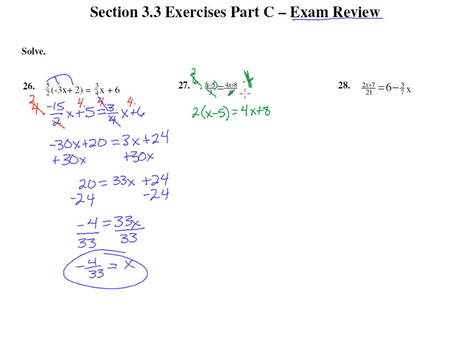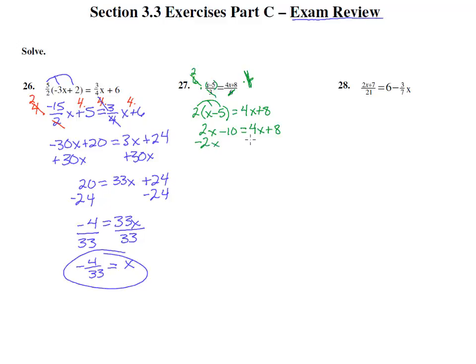Okay, so we don't have fractions, but we do have parentheses. How do we get rid of parentheses? We distribute. So 2x minus 10 equals 4x plus 8. Good. Now we don't have parentheses. The only thing left to simplify is that these x's are in two different locations on different sides of the equal sign. So we have to get rid of one set of them.